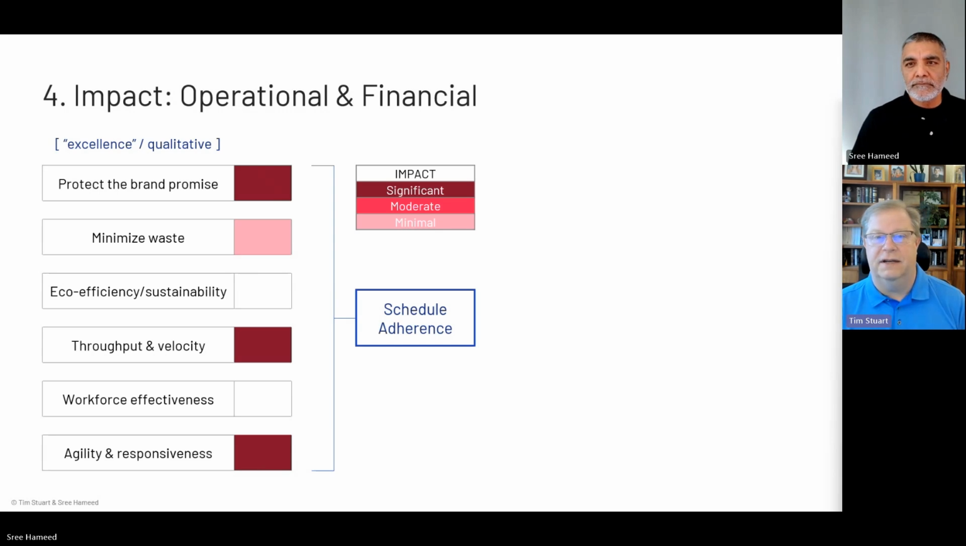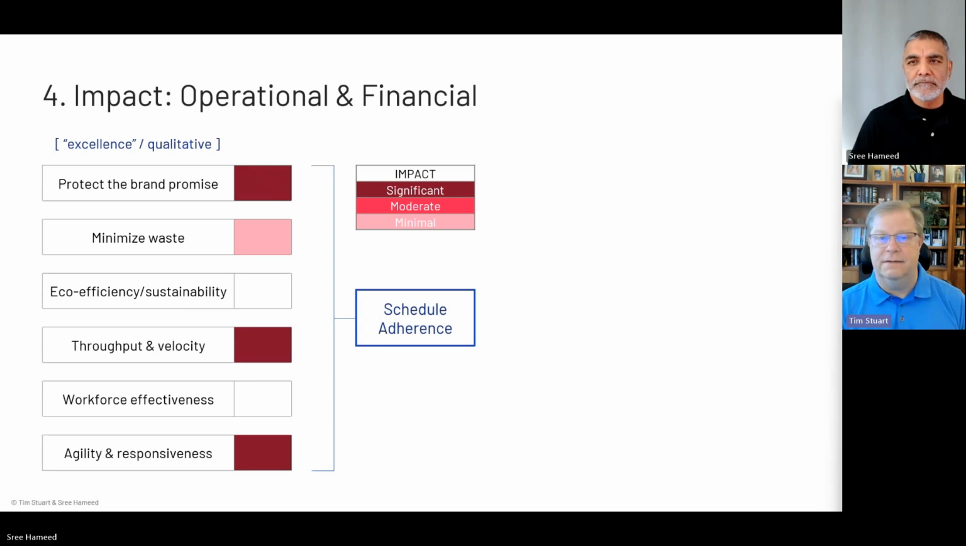From a qualitative perspective, if we look at what are the things that get impacted if we do a poor job or a great job at schedule adherence, certainly the brand promise is going to be impacted very heavily. If we're continuously late, if we don't have items on the shelf, if we're missing deliveries to our customers, those are things that are going to hurt our reputation.